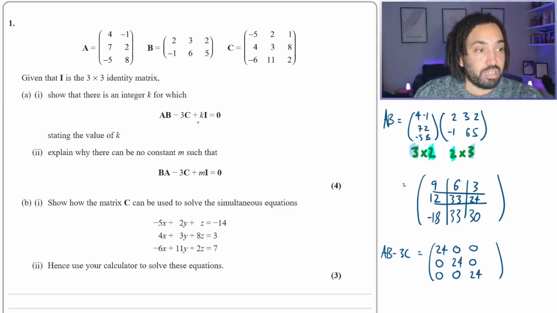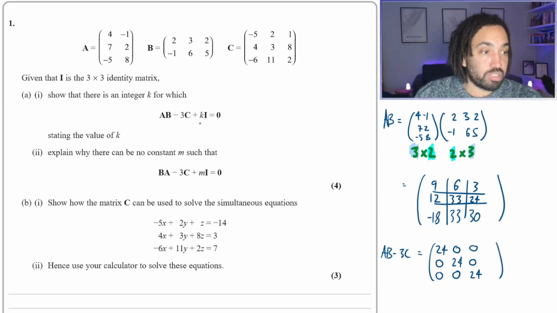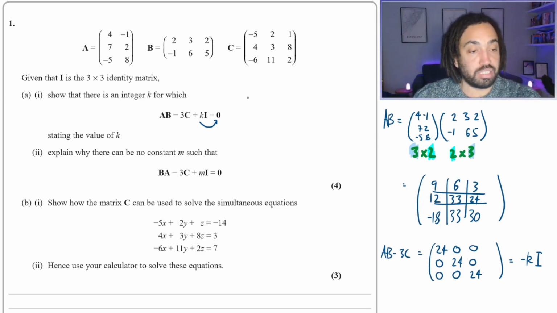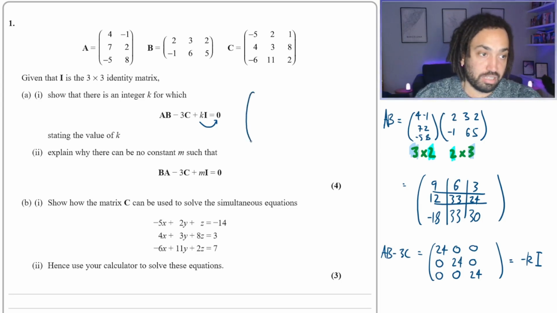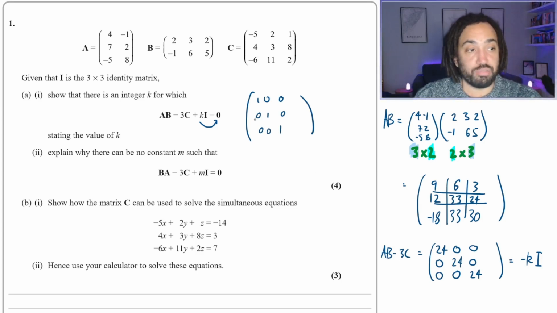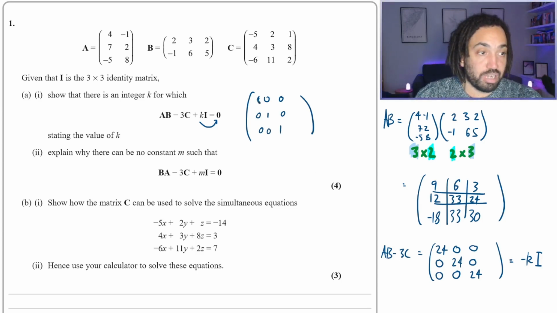Okay. That's brilliant. If I rearrange this equation, I'd subtract the kI to that side. It means that this should equal minus kI. Like that. And what is minus kI? Well, minus kI is minus k times the identity. The identity is 1, 0, 0, 0, 1, 0, 0, 0, 1. If I times that through by minus k, these just turn into minus k's.